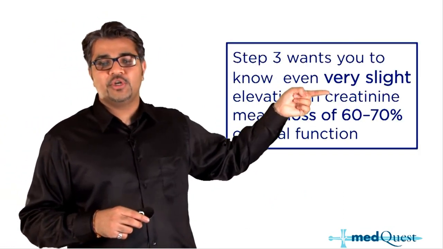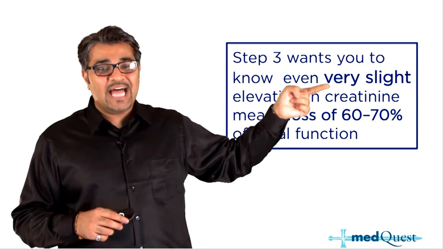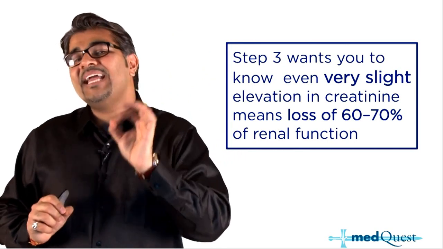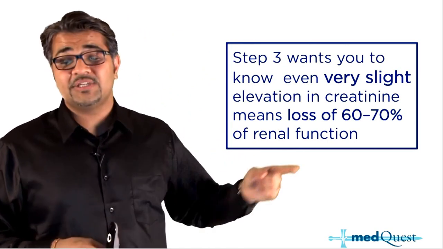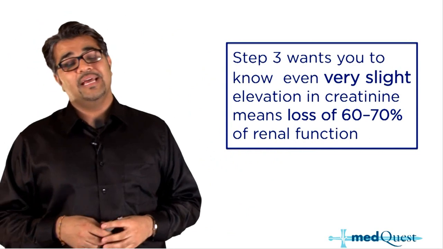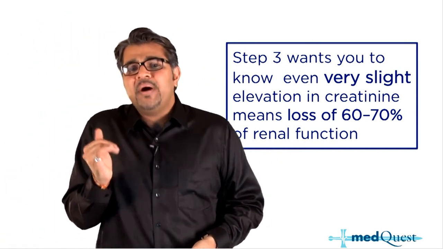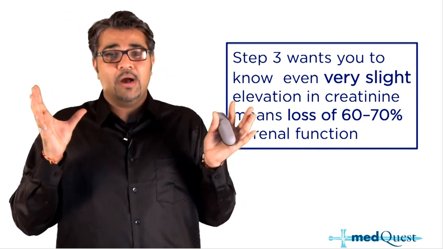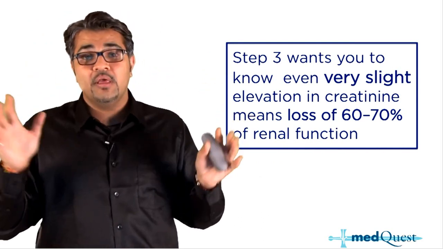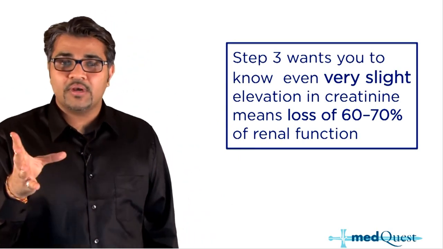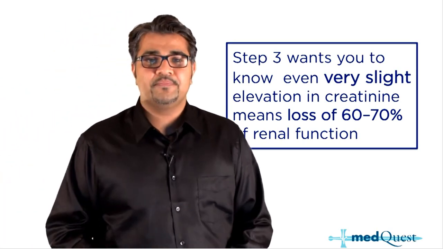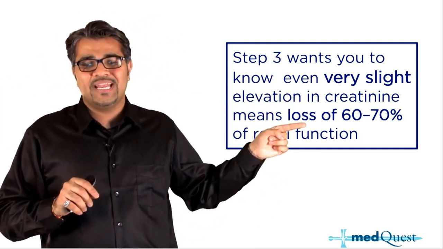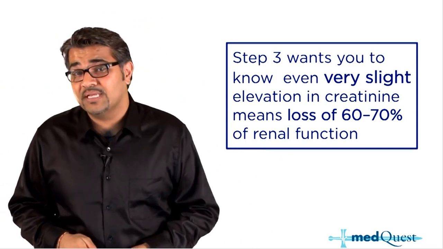Now, Step 3 wants you to know even a single slight elevation. Every time you have a slight elevation in creatinine, that's actually a loss of 60 to 70% of your renal function. That's right, a little bump. You know how we say the creatinine bumped a little bit? Well, that bump is thousands of nephrons going, they blew up. They're gone. They're not going to work anymore. They're on strike. And so when these nephrons are on strike, you lose function. Yes, that's right. This nephron, that nephron, this nephron, that nephron. All these nephrons are not working, and so you've lost anywhere between 60 and 70% of renal function.